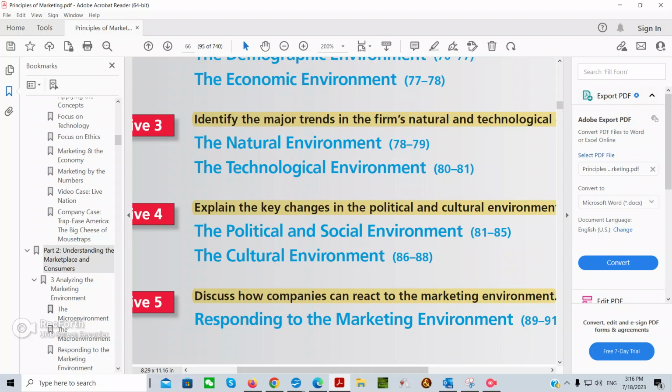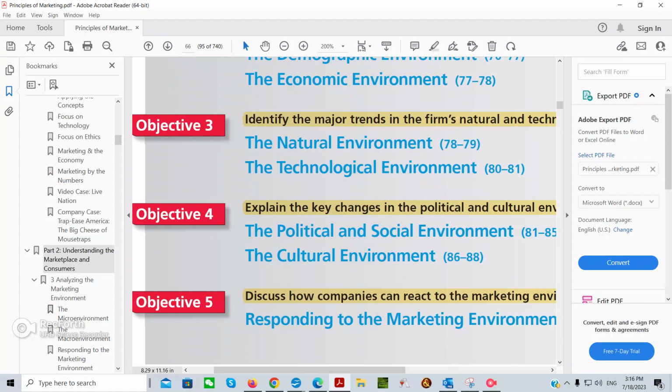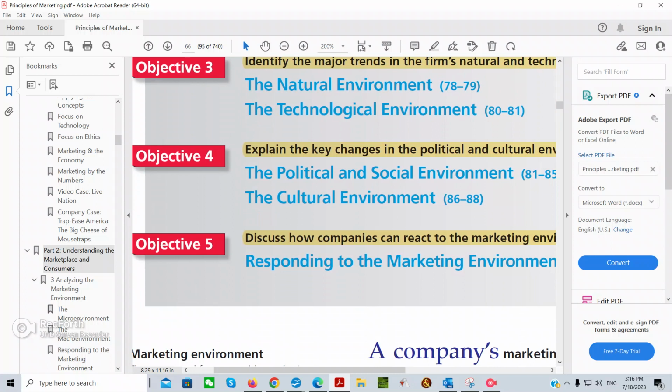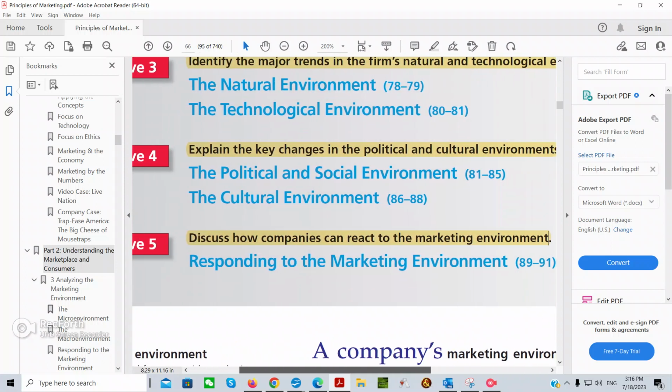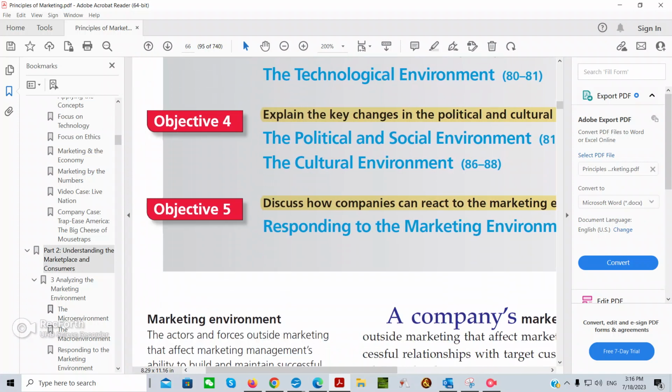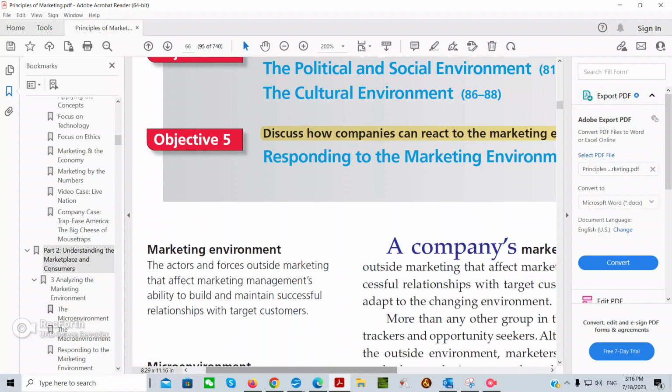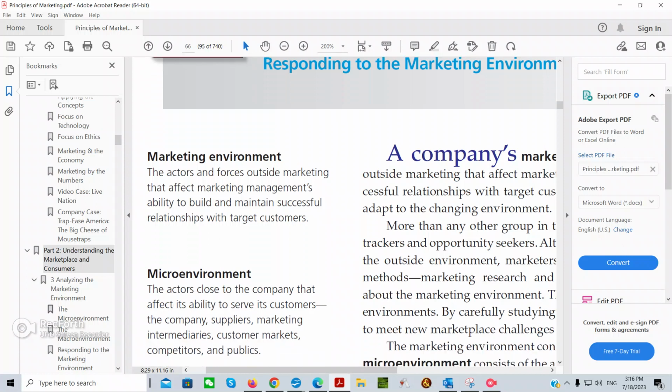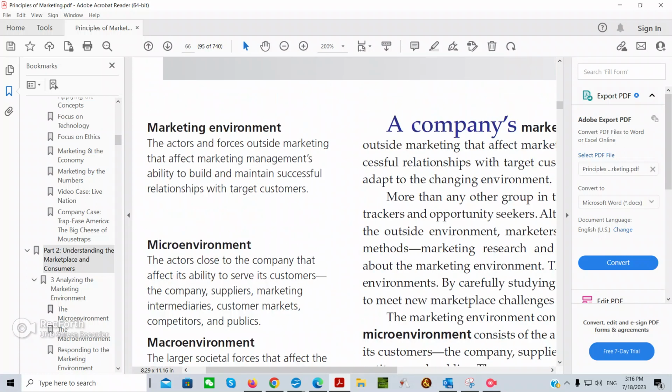Now, remember, the idea is responding to the marketing environment. See, the environment doesn't go around the company. It's like people don't go around the environment. Sorry, environment doesn't go around people. People have to go around the environment. You understand? Because the environment, especially if it's a natural environment, that's a fixed thing. There can be changes made to it, but for the most part, it's a fixed thing.